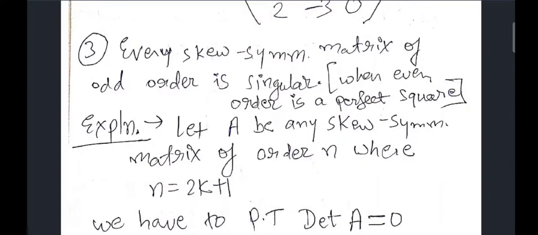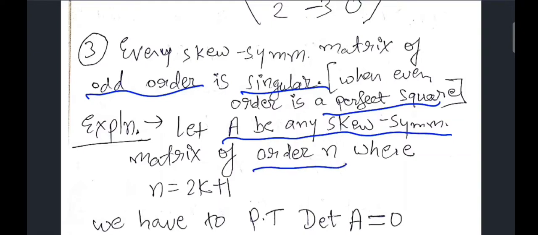Every skew symmetric matrix of odd order is singular. Well, even order, it is a perfect square. Now I will explain this also. Let A be any skew symmetric matrix of order n. Suppose A is any skew symmetric matrix, its order is n, where n equals 2k plus 1.